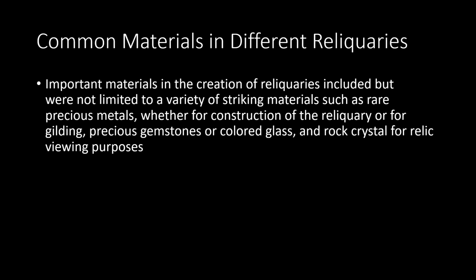So to start off with, I want to talk about common materials in different reliquaries. Important materials in the creation of reliquaries were often precious materials such as metals, whether for constructing the reliquary or for something such as gold gilding. There were also often precious gemstones or alternatively colored glass used for decoration, and rock crystal for relic viewing purposes, so that the relic could be seen within the reliquary without a believer actually coming into contact with the relic.